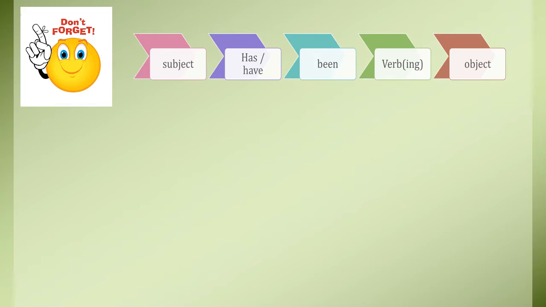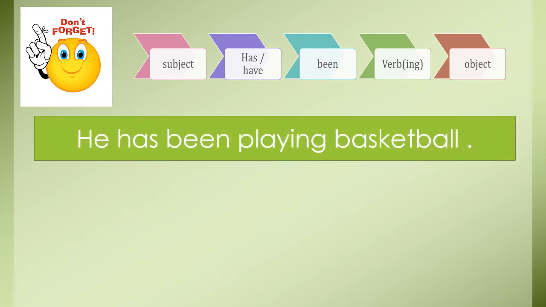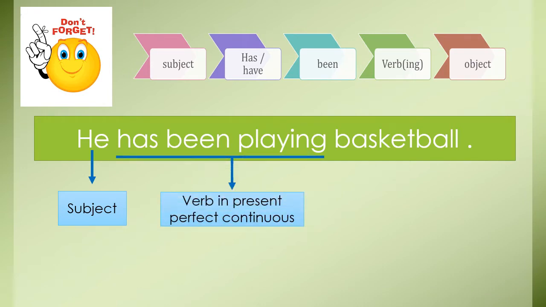Let's study this example. Who can read? Yes, very good. He has been playing basketball. Where is the subject? Excellent. He is the subject. Where is the verb? Very good. Has been playing. Yes. Has been playing. This is the verb in present perfect continuous. And the object, basketball. Very good.